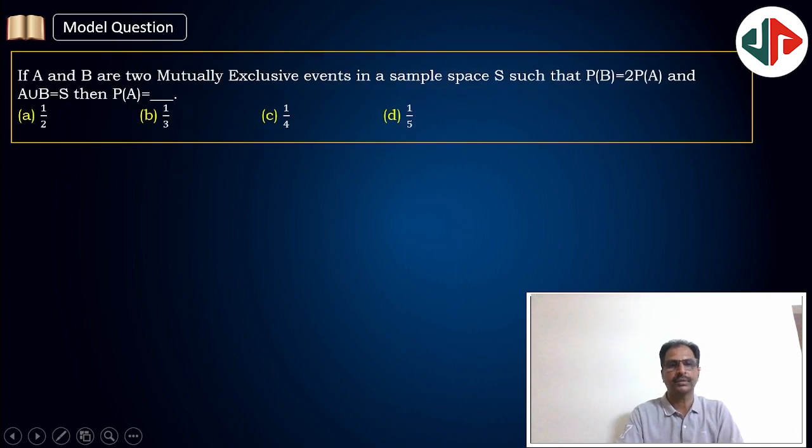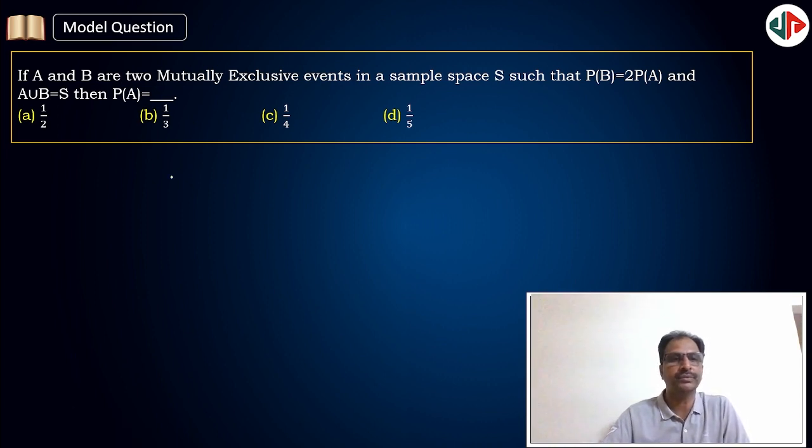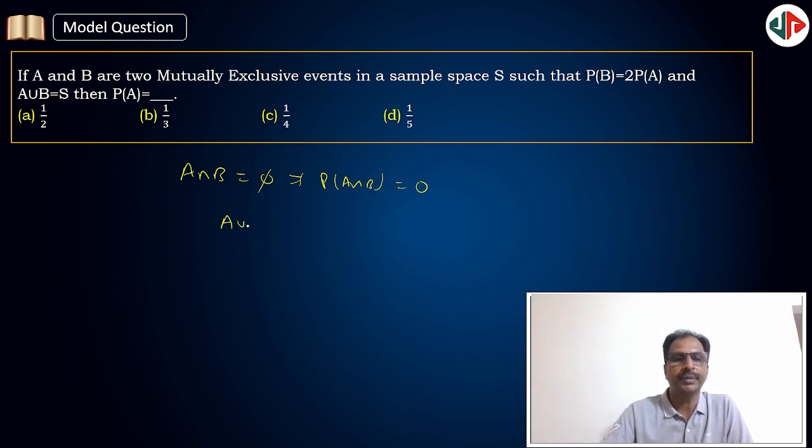Let's discuss model questions in probability. The first question is, given that A and B are two mutually exclusive events. Mutually exclusive means A intersection B is the null set, which means P of A intersection B is equal to 0. And A union B is given as the sample space, which means they are exhaustive events.